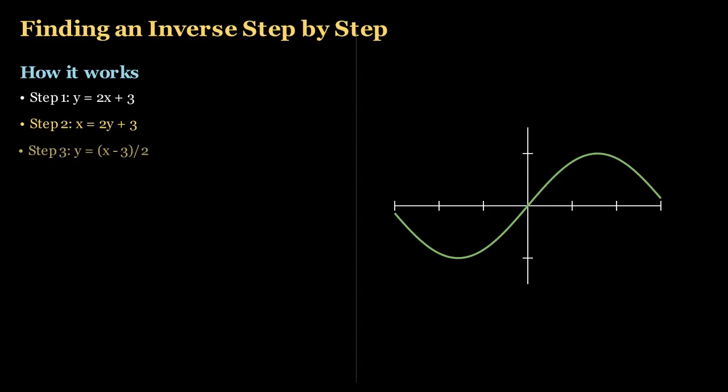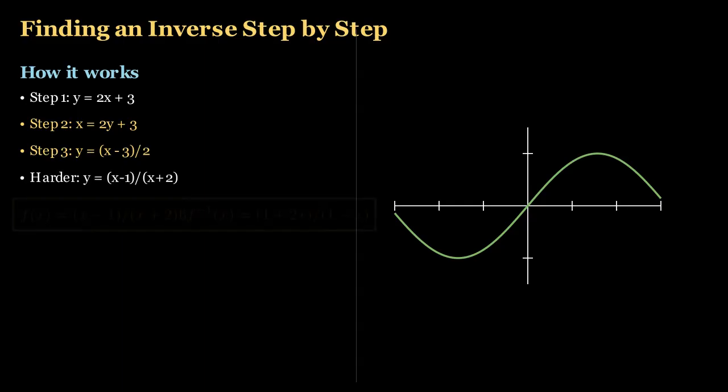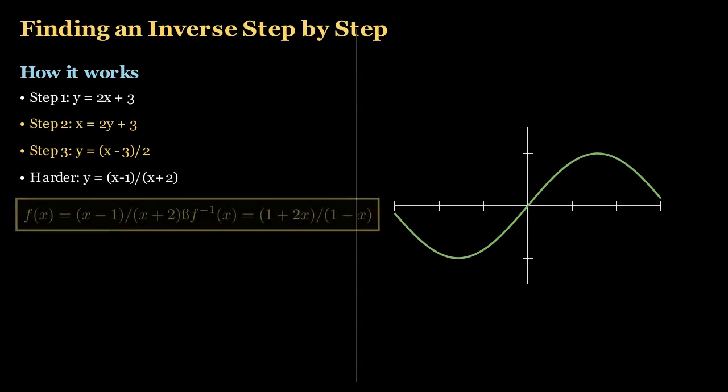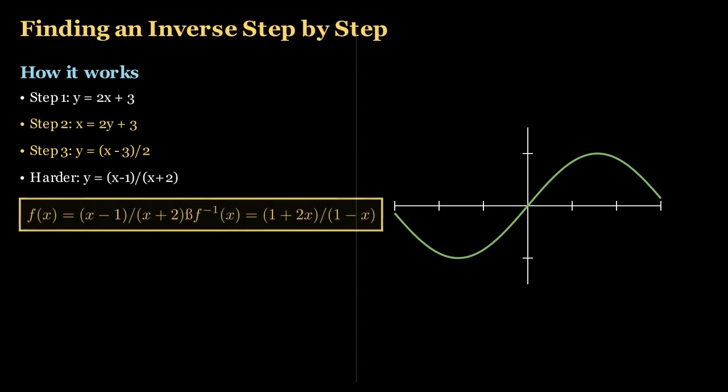Let's try a slightly harder one, f of x equals (x minus 1) over (x plus 2). Write y equals (x minus 1) over (x plus 2). Swap to get x equals (y minus 1) over (y plus 2). To solve, multiply both sides by y plus 2. Distribute x, bring y terms to one side, factor out y, and finally divide. The inverse is f inverse of x equals (1 plus 2x) over (1 minus x).